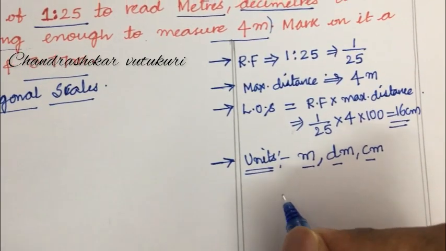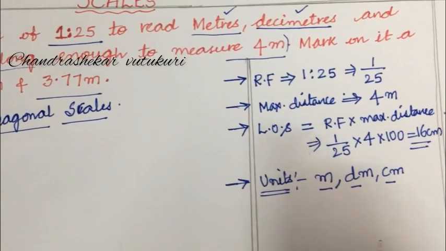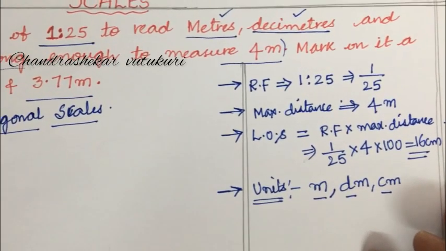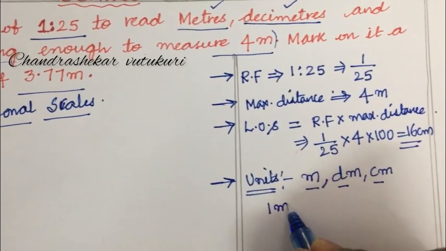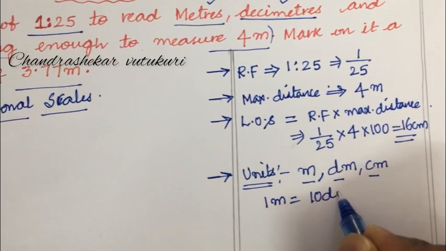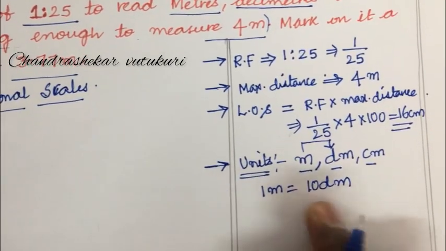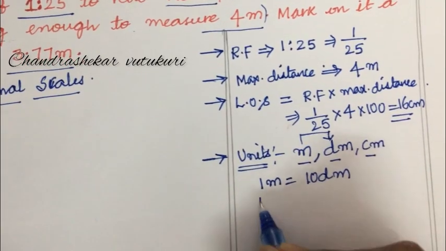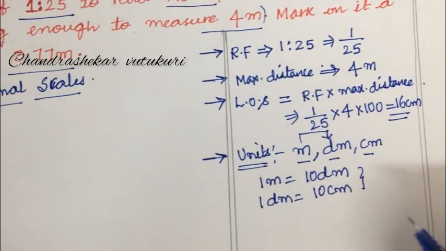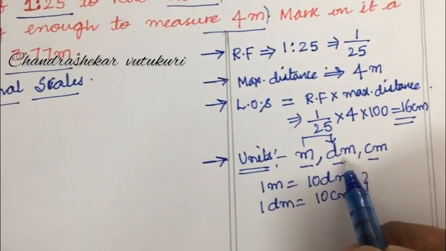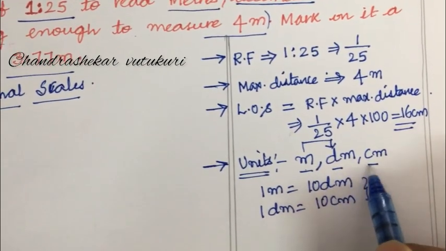I have uploaded a picture of the unit conversions of the scale in my community post. Please do go and work out all those units, that will help you a lot. So 1 meter equals 10 decimeters, I mean, in a 1 meter scale there will be 10 decimeters, and 1 decimeter equals 10 centimeters. Meter to decimeter and decimeter to centimeter conversion is very easy, hence they are said to be consecutive units.